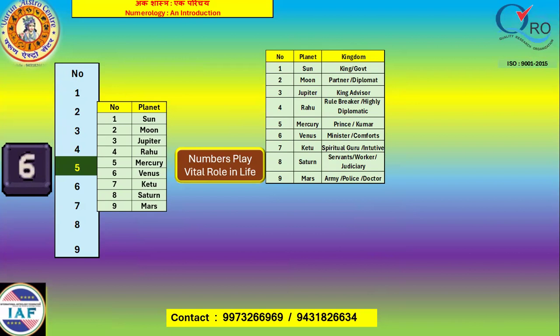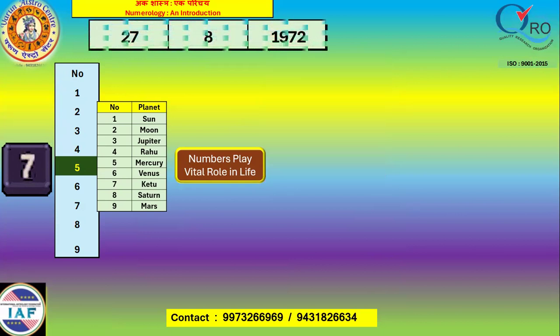Whenever the date is converted into a single digit, it is known as the driver or prime number. Whenever the date, month, and year are all added together and converted into a single digit, it is known as the conductor. What this driver and conductor symbolize, we will learn here. So a date has been taken as 27th August 1972. 27 is today's date and the month is also today's current month.